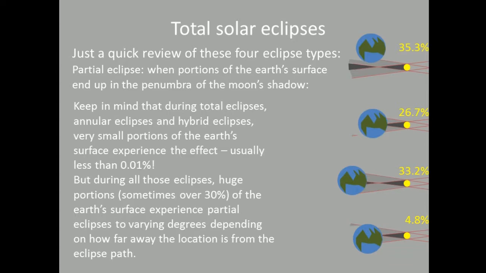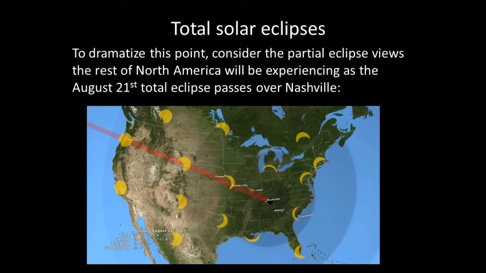Keep in mind that during total eclipses, annular eclipses, and hybrid eclipses, very small portions of the Earth's surface experience the effect, usually less than 0.01%. But during all those eclipses, huge portions, sometimes over 30% of the Earth's surface, experience partial eclipses to varying degrees depending on how far away the location is from the eclipse path. So if you look at all that region that falls in the gray, that's experiencing partial eclipses, while those narrow bands are experiencing the other types.